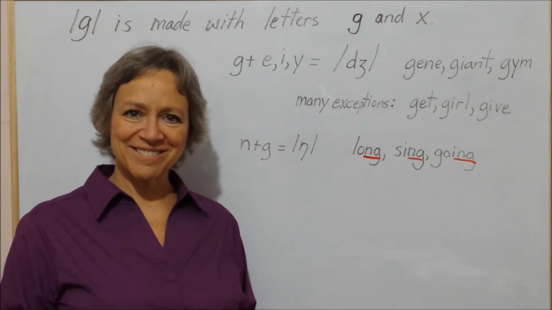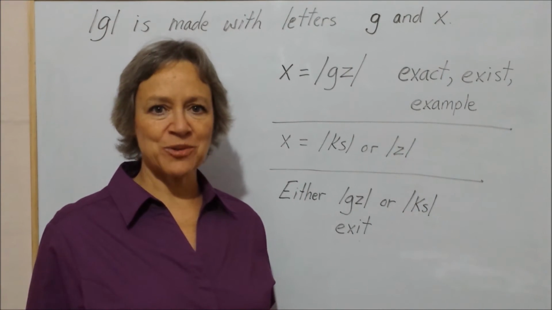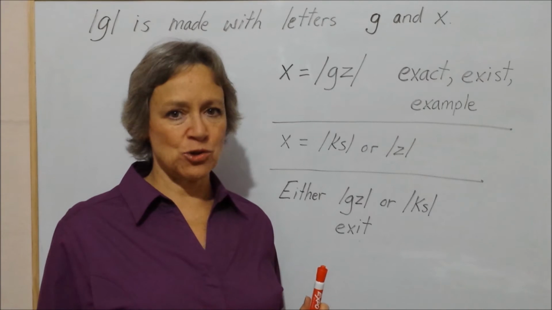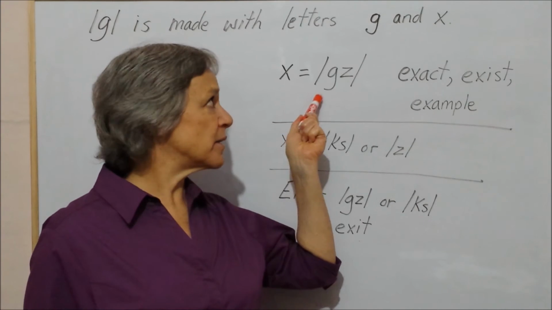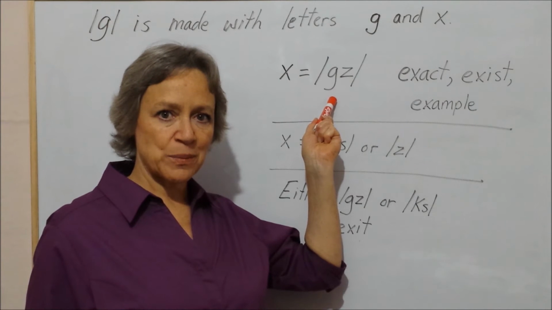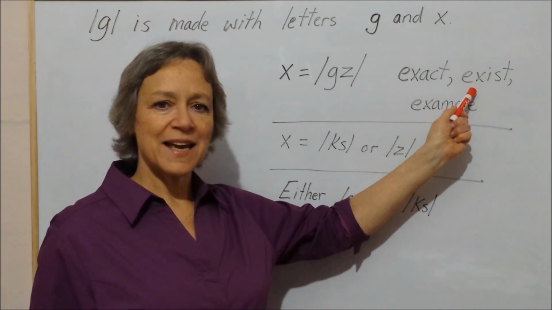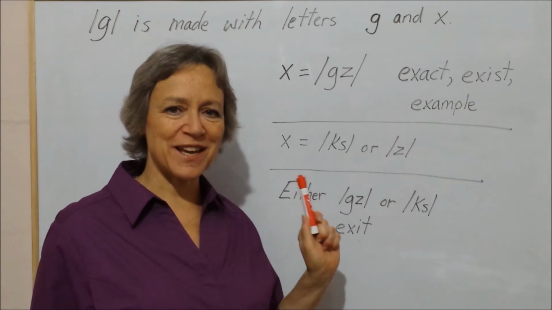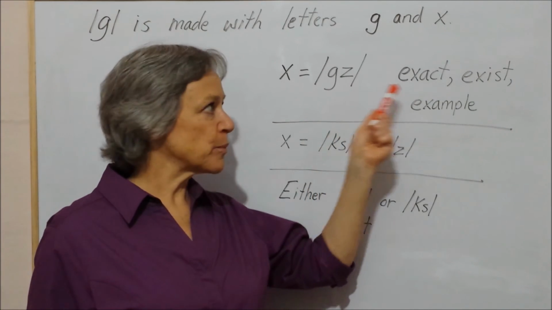The letter X can also make the G sound, and I have some examples up here on the board. The letter X usually makes two sounds. When it makes the G sound, it also makes the Z sound, okay? So it makes the two sounds together. Here are some examples. Exact, exist, example. Okay, I'll say those again, but can you hear both the G and the Z?